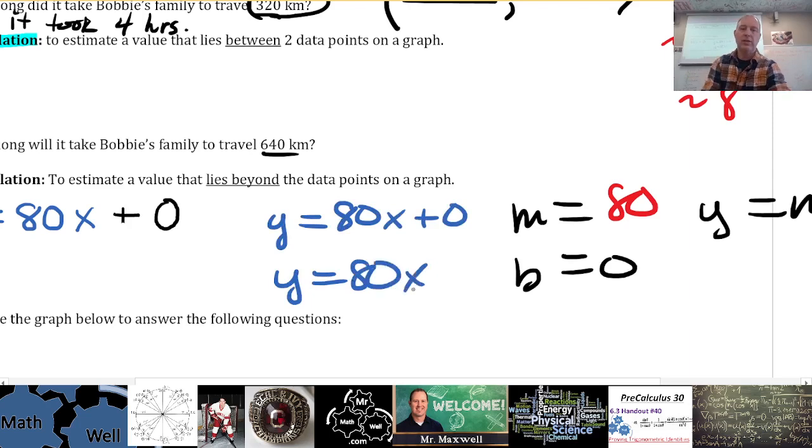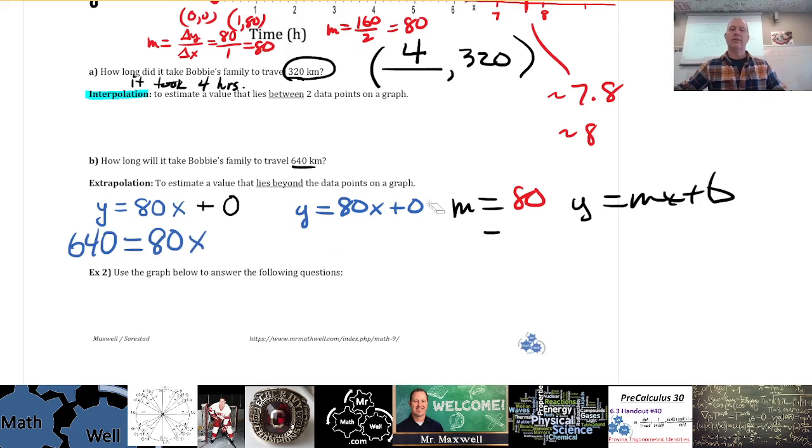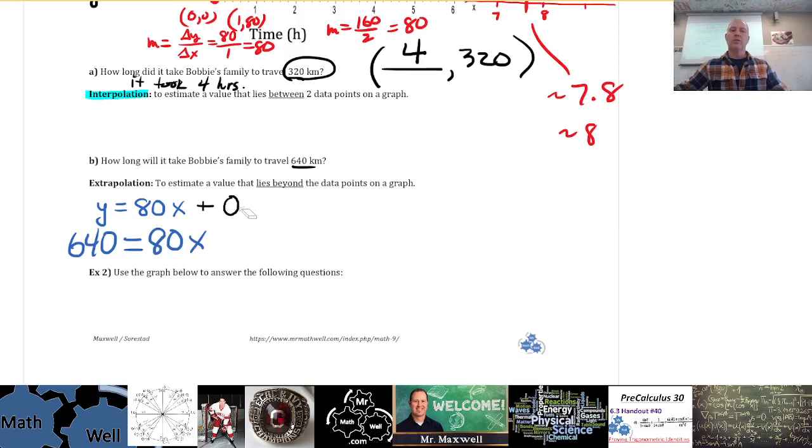Okay, now back to the question. How long will it take Bobby's family to travel 640 kilometers? Well, 640 kilometers would be the y value, so we need to find out what the x value is, right? I'll erase this. This one's pretty easy. You could do trial and error here: what x value, 80 times what gives me 640? Or the actual algebraic way to do this would be to divide both sides by 80 to get x by itself. And what's 640 divided by 80? It is exactly 8. So there you go.